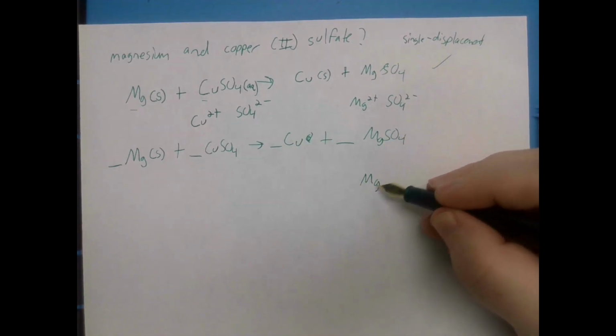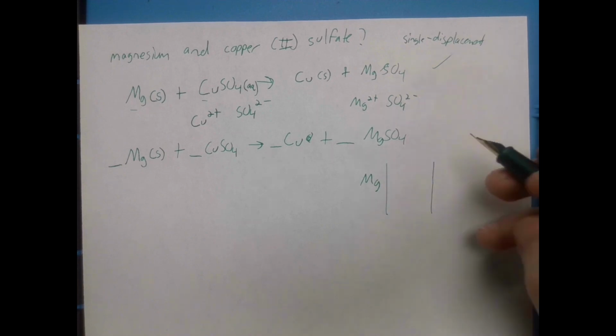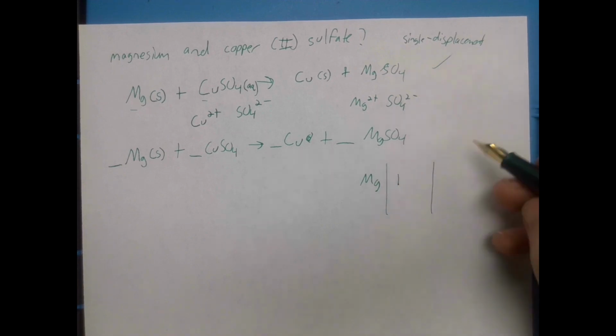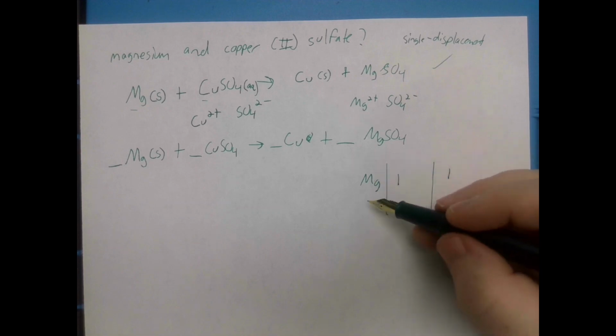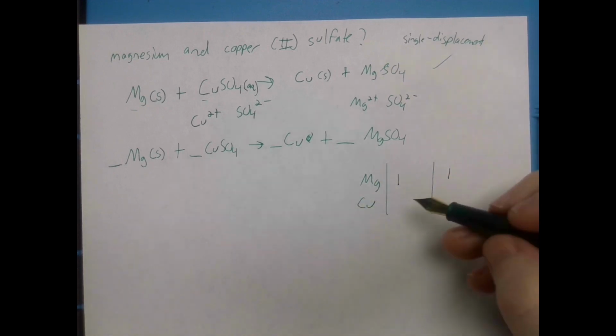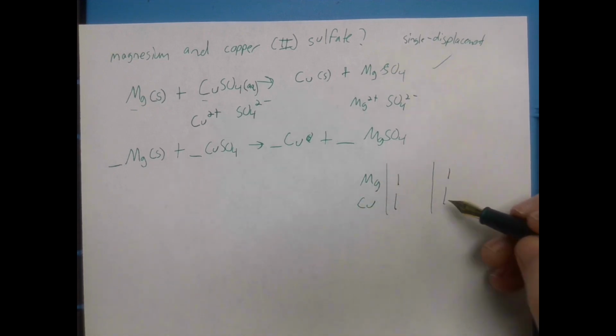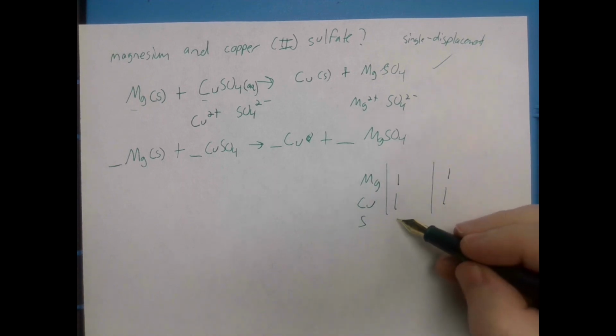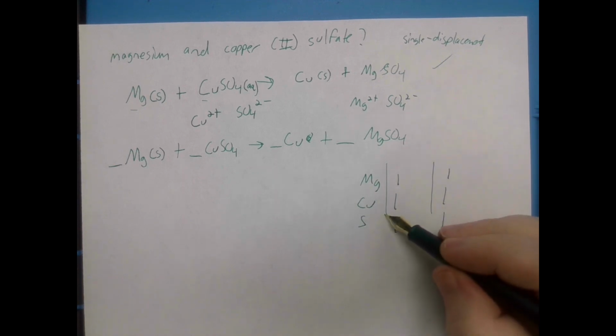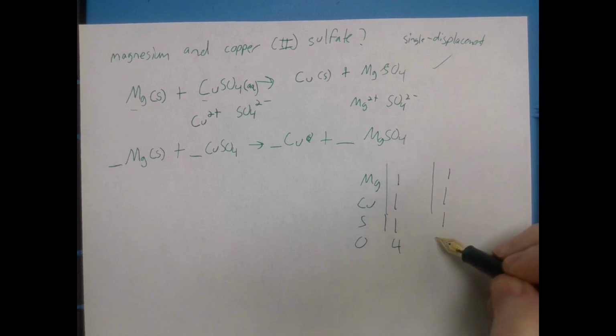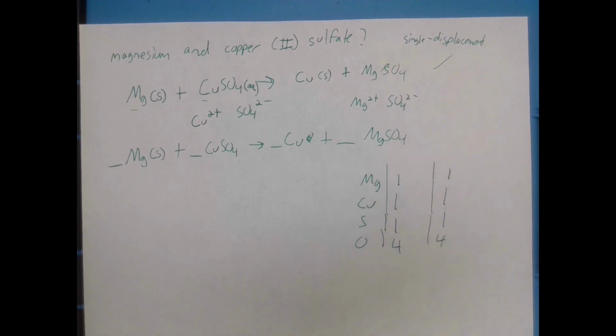So magnesium, we have 1 on the left and 1 on the right. Copper, we have 1 on the left, 1 on the right. Sulfur, 1 on the left, 1 on the right. Oxygen, we have 4 and 4, so that's already balanced.